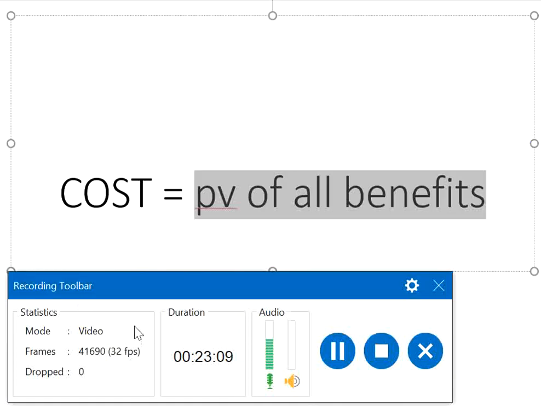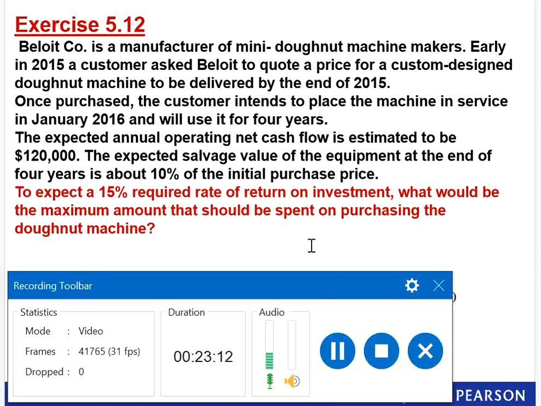When we go back to this question here, what is the present value of all benefits? Now what are the cash outflows as well? We can see the cash outflows here: 120,000, and the salvage value. What is the present value of 120,000 and what is the present value of the salvage value? Let's say the purchase price is X, for example.